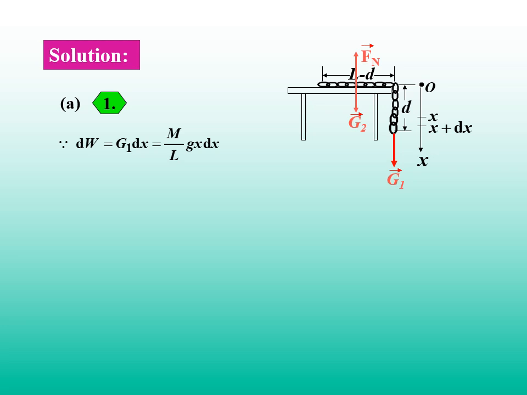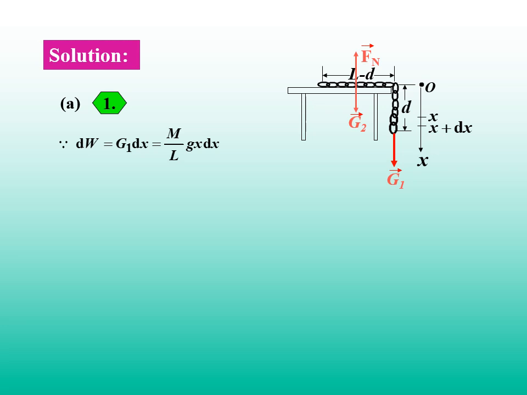We set a one-dimensional coordinate this way. The origin is at the table edge, and the positive direction of the x-axis is downward. The end of the chain is at x. The force G1 equals m divided by L, the mass density, times x, the length hanging over the edge, times the gravitational constant g, which is 9.8 meters per second squared.